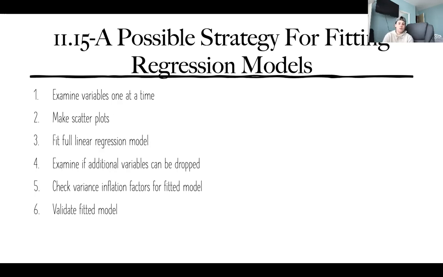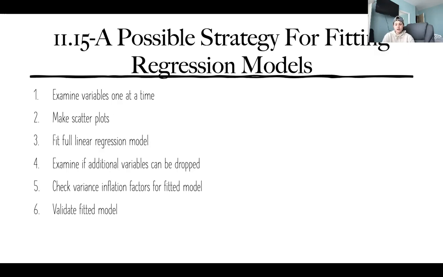So on the screen, we have a possible set of steps. The first step, we're going to examine our variables one at a time. We're going to look for skewness, outliers, and perform necessary transformations if needed. Then we're going to move on to make scatter plots of the variables. We're going to delete redundant variables if we have any. And then we're going to move on to fit a full linear regression model, and then we can delete variables with insignificant t-tests.